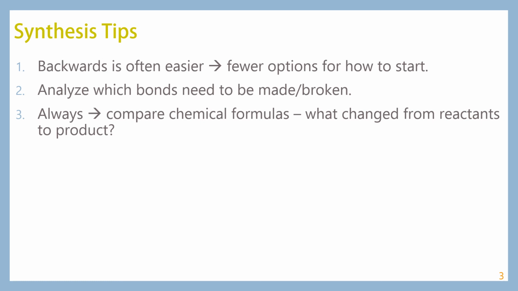And always, always, always, when you're doing a synthesis, compare the chemical formulas. Figure out what changed from the reactants to the product. A lot of times students miss that the product has one extra carbon in a place, or they don't properly count up their degrees of unsaturation, and you just end up doing the wrong chemistry because you didn't really think about what was changing. So always do some chemical accounting at every step.